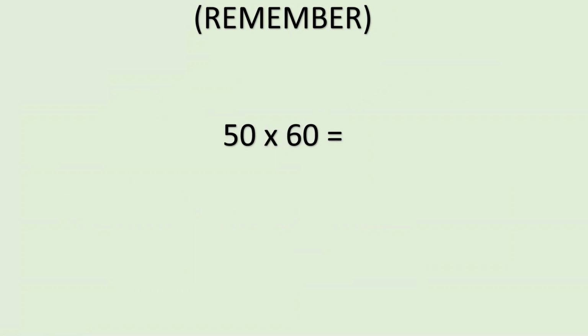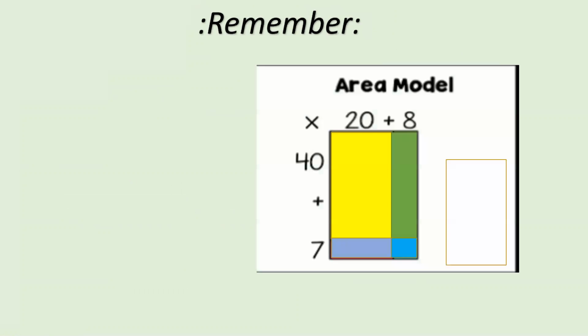And then also remember, as I just told you, when a number ends in a zero, you can cross that zero out, multiply the remaining numbers. 5 times 6 is 30. Now go ahead and add those zeros back to your answer. There's two zeros crossed off. Add the two zeros. The answer is 3,000.